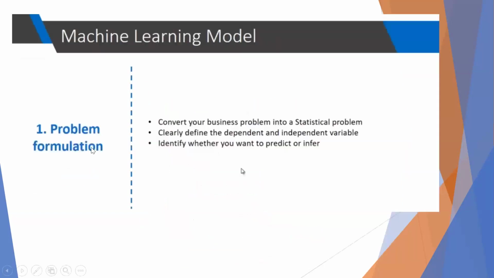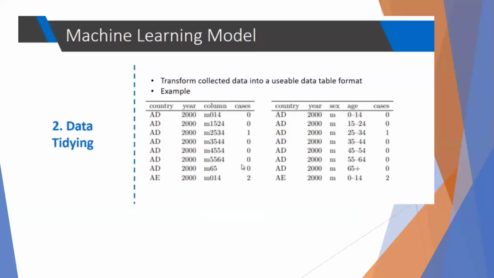In step one, we convert the business problem into a statistical problem, clearly define the dependent and independent variables, and check whether we want to predict or infer, meaning whether we want to predict or classify. So first of all, we decide what the problem is, how to deal with it, how machine learning helps with it, and what the different variables related to the project are.